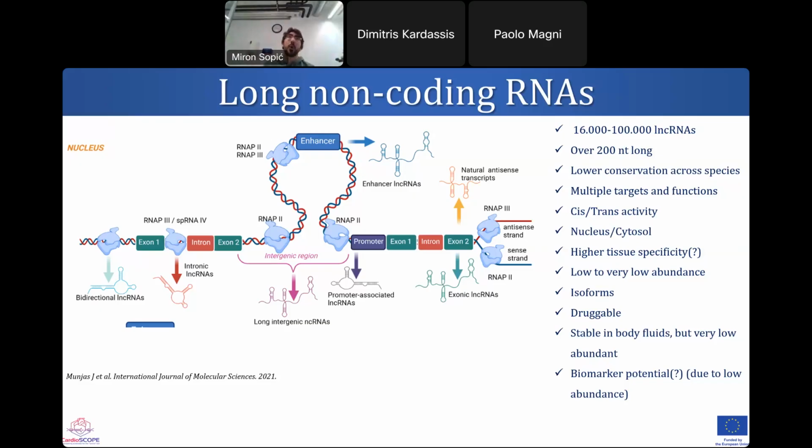Sometimes two isoforms have completely different functions. For example, for Unreal, a very famous long non-coding RNA, you will find that one isoform is pro-inflammatory and the other is anti-inflammatory. They can be druggable. This is something that many teams are currently working on, using long non-coding RNAs in drugs. They can be biomarkers again, but due to low abundance, it's very hard to measure them with conventional methods, at least in body fluids.